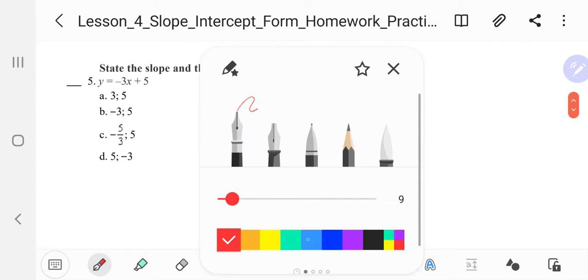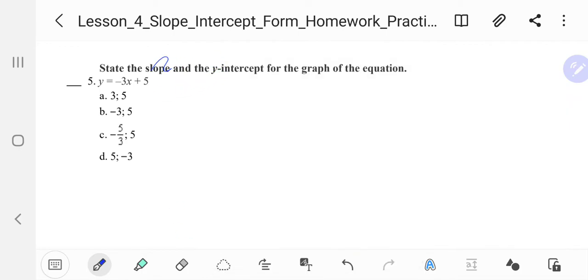Number 5. State the slope and y-intercept, and we know that that's m and that's b, so it's going to be negative 3, 5. There we go.